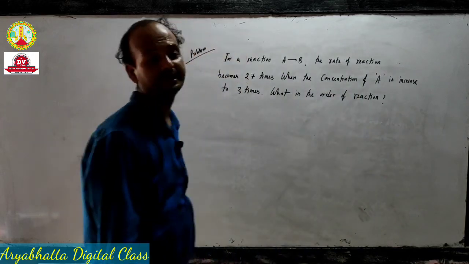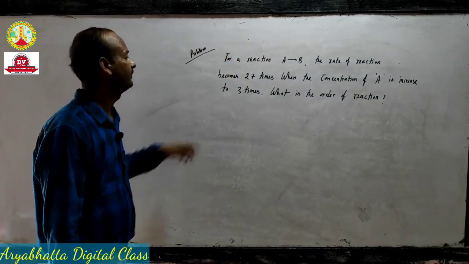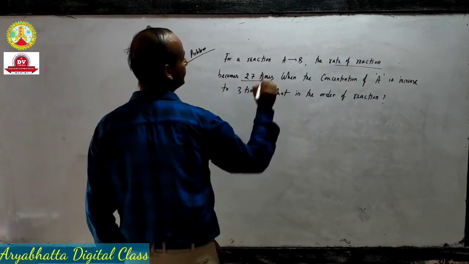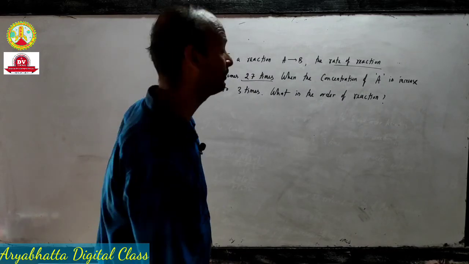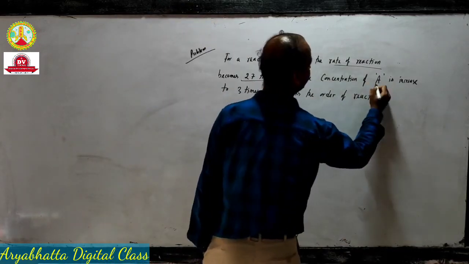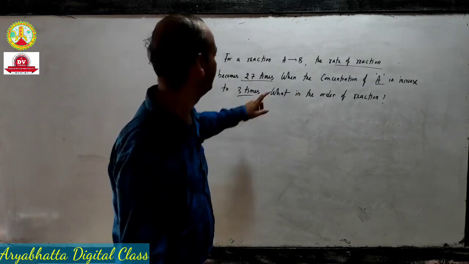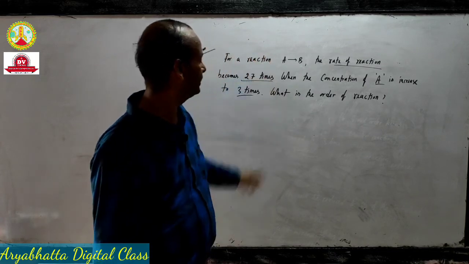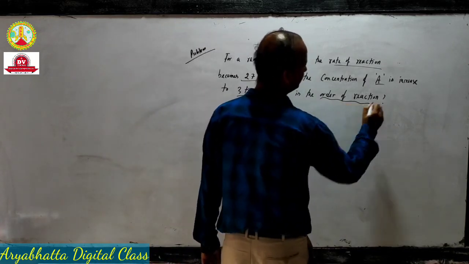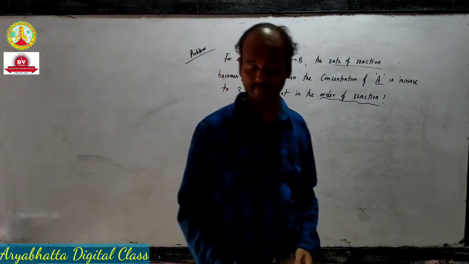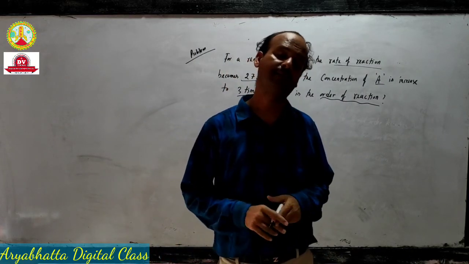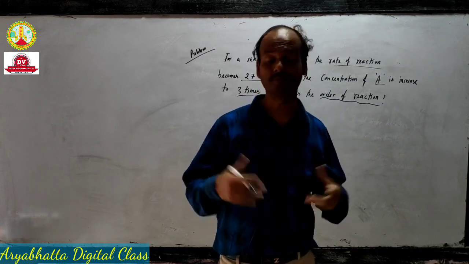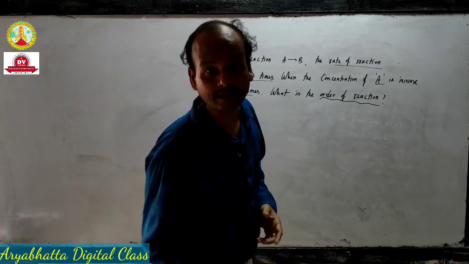Okay, now let's see. There's a question. For a reaction A to B, the rate of reaction becomes 27 times increase हो जाता है after increasing the concentration of A to 3 times. When you increase the concentration of A 3 times, rate becomes 27 times. So in this case you have to calculate the order of reaction. Simple question. I have a reaction. उस reaction में ना reactant का concentration मैंने 3 times increase कर दिया. Obviously if you increase the concentration, rate भी बढ़ जाएगा. So rate becomes what?